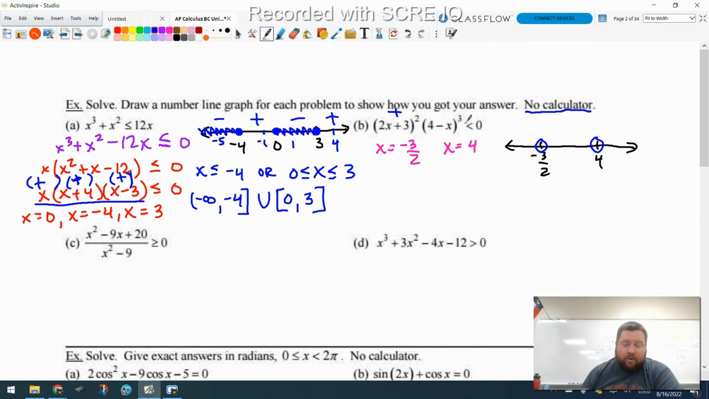All right, now this is an odd exponent. An odd exponent is just like having a 1 as an exponent on this. Odd exponents are going to keep whatever sign you get when you plug in. All right, so everything's going to be determined by this factor right here.